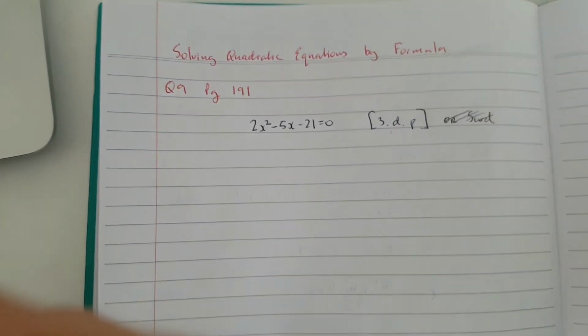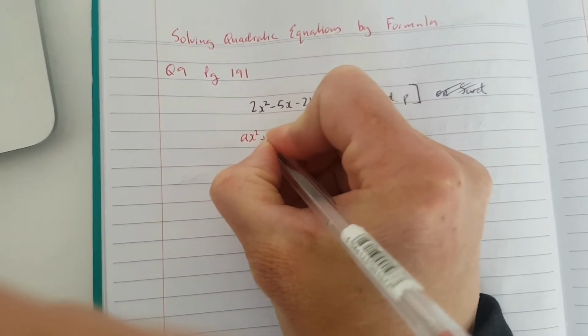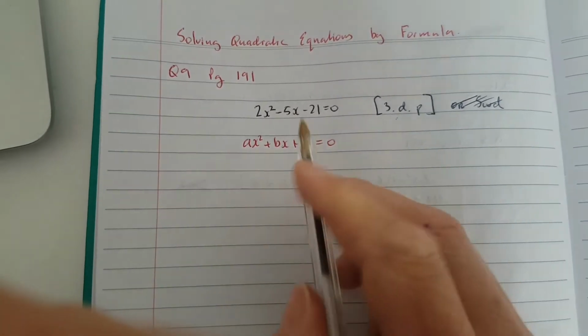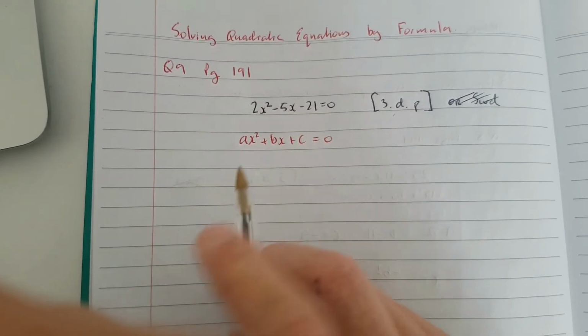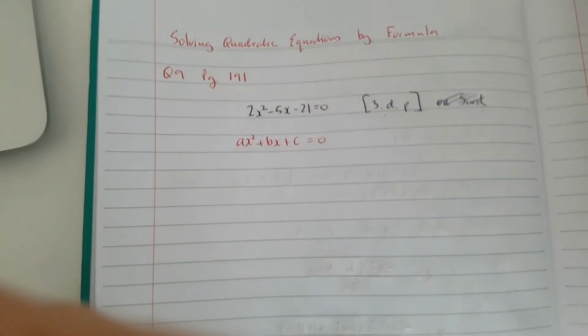Before I start to answer the question and use the formula, I must ensure that this is in the correct form: ax squared plus bx plus c is equal to 0. Okay, so I'll check it. I have my x squared value, my x value, my number value, and it is equal to 0. And also my coefficients here are integer values, so I'm ready to start.